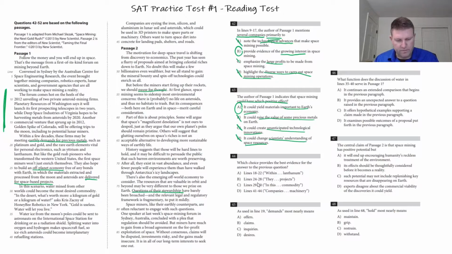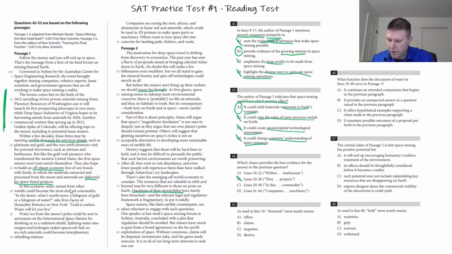And then 24 through 28, starting with "they also hope to build an off-world economy, off-planet economy, free of any bonds with Earth, in which the materials extracted and processed from the moon and asteroids are delivered for space-based projects." Does that illustrate this point exactly, that it could yield materials important to Earth's economy? No, it doesn't. So it's slightly off topic in that regard. You can chop B. And then C, 29 through 30.